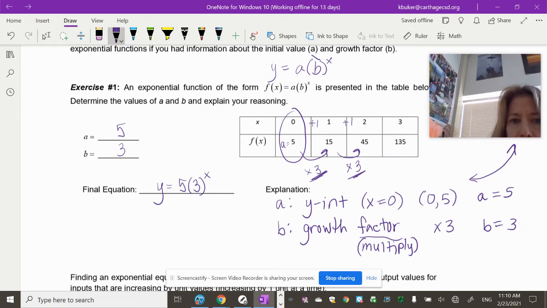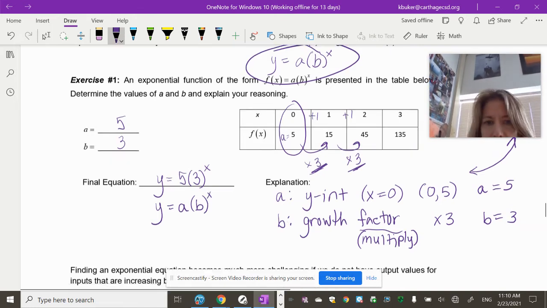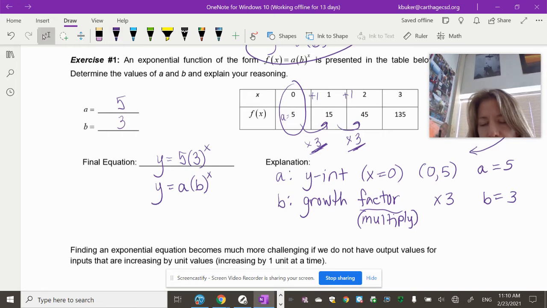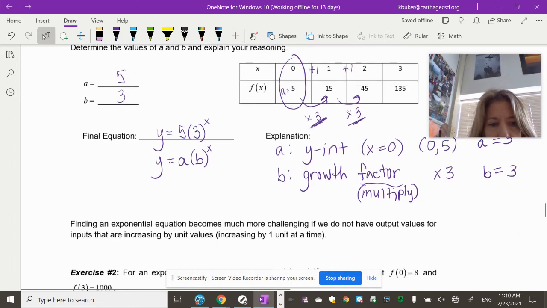And then we just substitute into our general form, y equals a b to the x. I'll write that over here as well. So we put the y-intercept first, and then the growth factor is the base of the exponent, which is a variable. All right, so that's just a quick review of exponential functions.